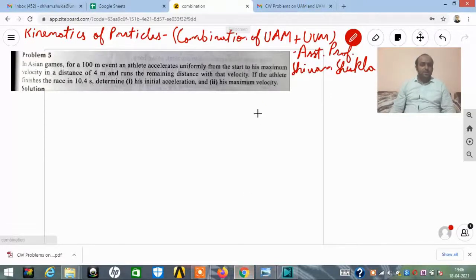Let's see the statement of the problem. It's a university problem for 6 marks. In Asian Games for a 100-meter event, an athlete accelerates uniformly from the start to his maximum velocity in a distance of 4 meters and runs the remaining distance with that velocity. If the athlete finishes the race in 10.4 seconds, determine his initial acceleration and his maximum velocity. Friends, just for understanding the given data and what we are supposed to find, let us draw the diagram.